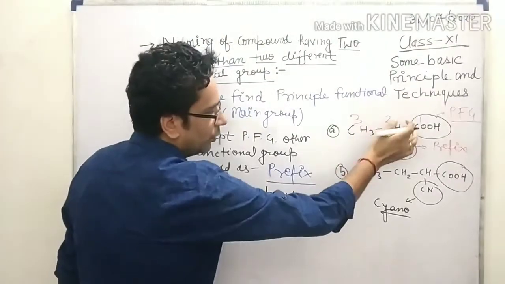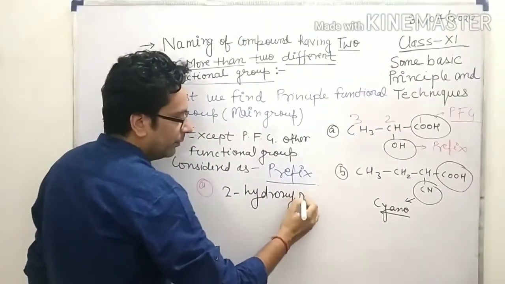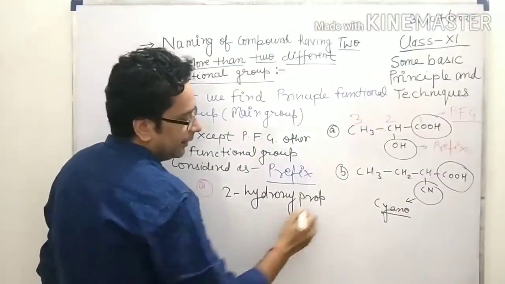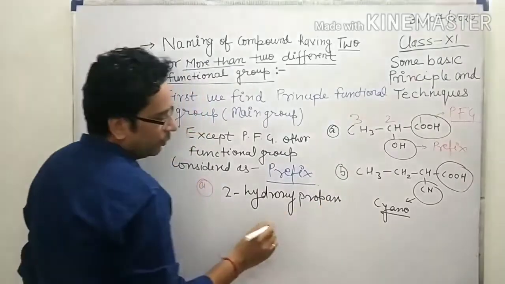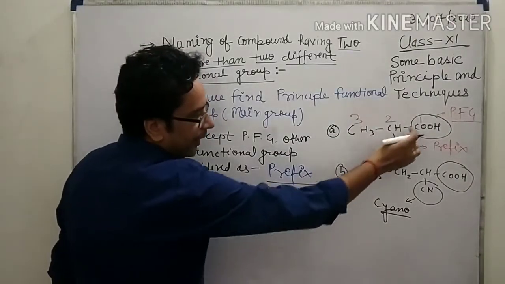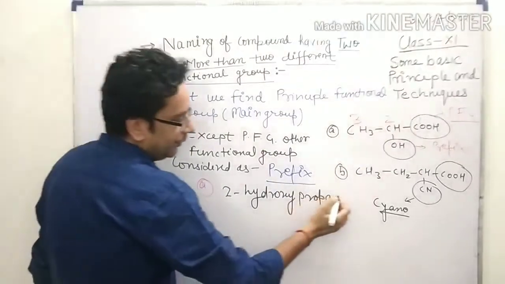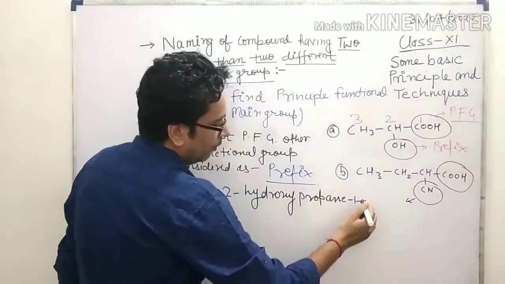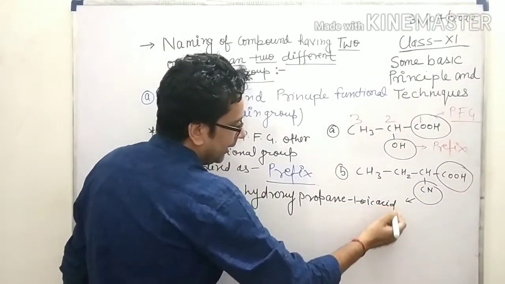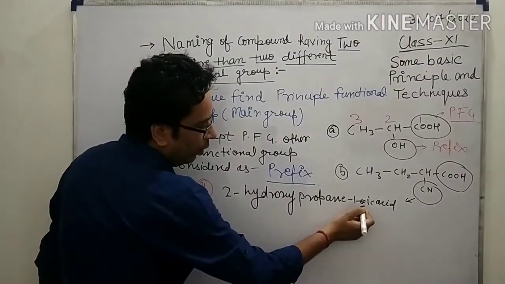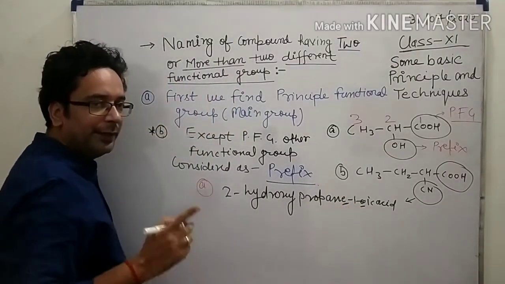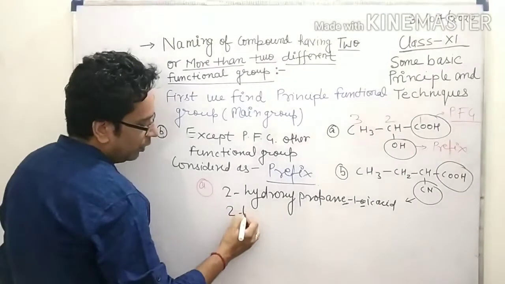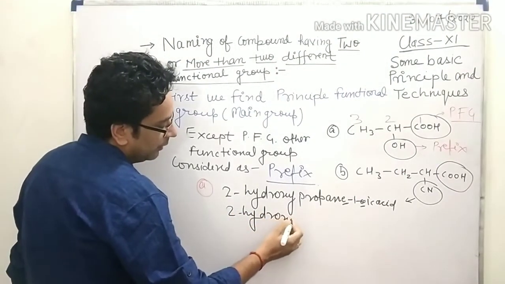Word root, total number of carbon 3, prop, all are saturated so ane, but look here, propane then oic acid, 1-oic acid. So if you write here propane-1-oic acid, then it is wrong. Why wrong? Because look here, O and E, two vowels never come together. That is why the name of this compound is 2-hydroxypropanoic acid.